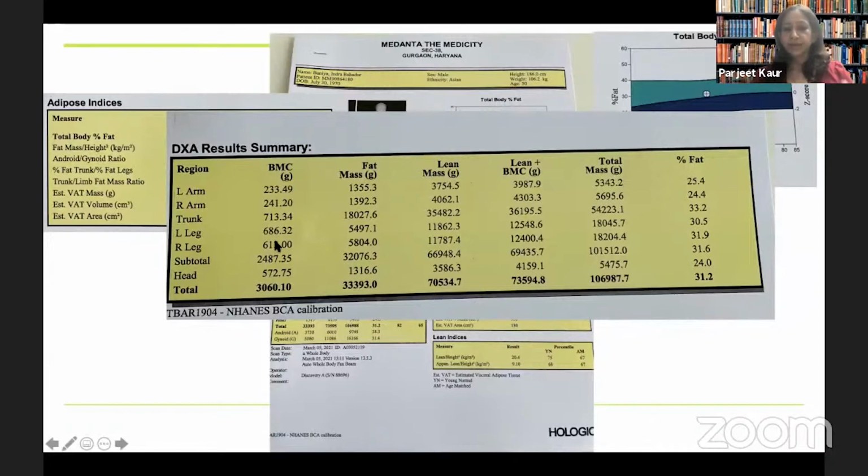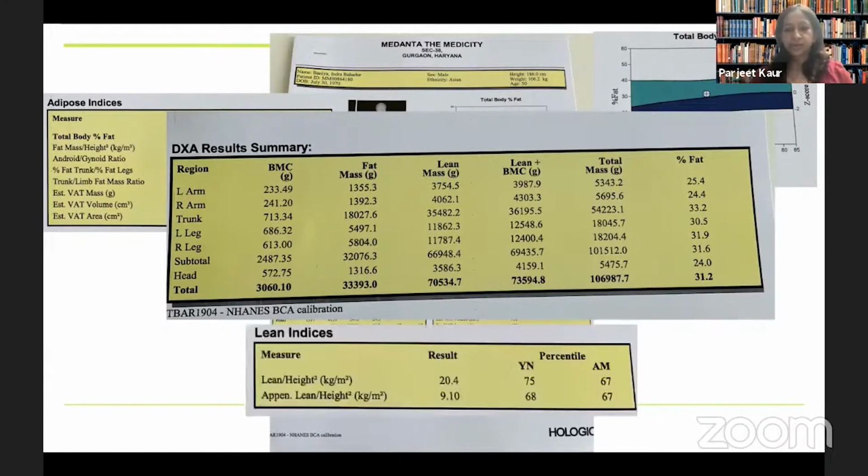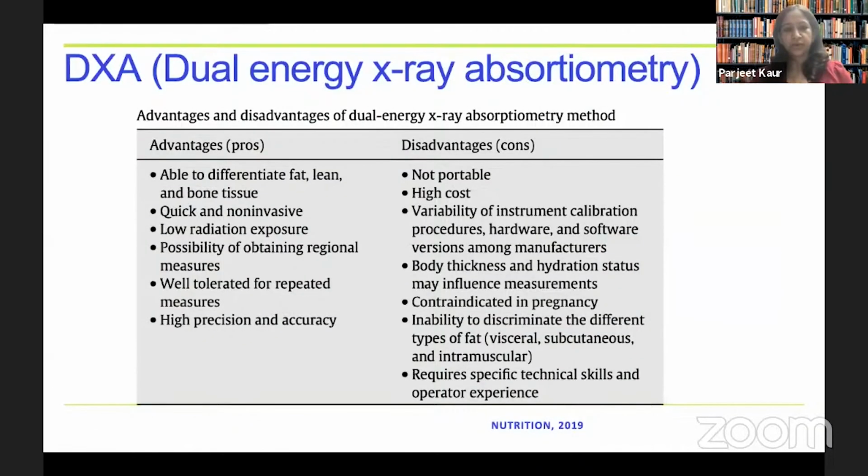So each and every appendicular skeletal muscle mass you can calculate. And this is very helpful in defining sarcopenia. And this is now considered the gold standard for the definition of sarcopenia. Here you can see in the final report, it calculates and gives the appendicular lean mass by height squared, which is required for the definition of sarcopenia.